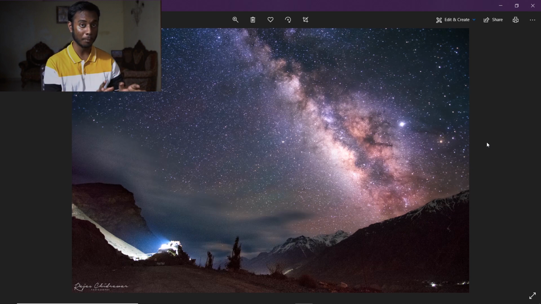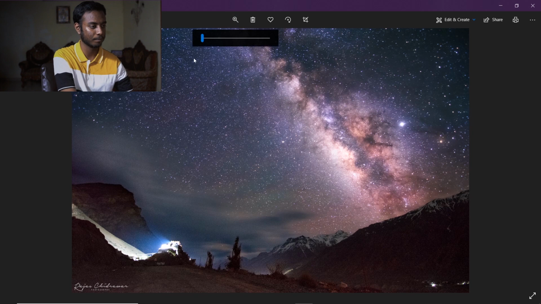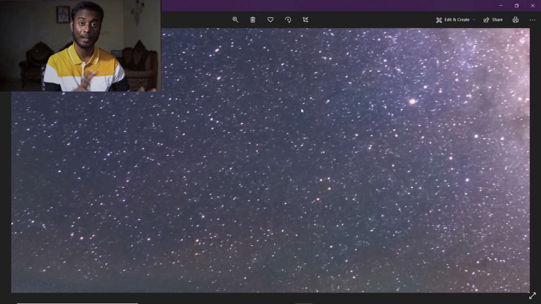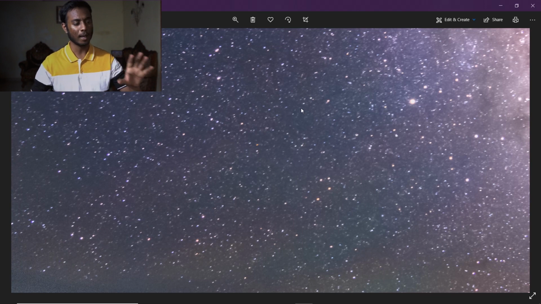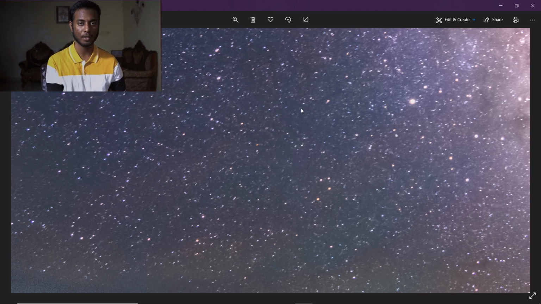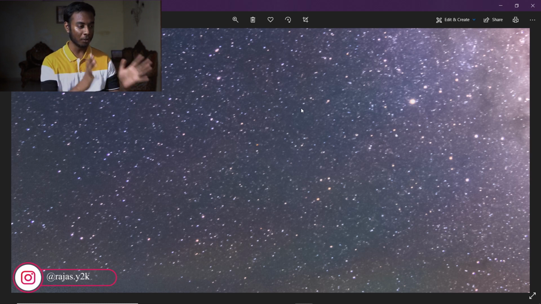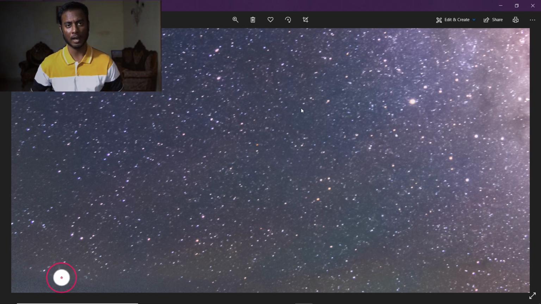But when I zoom into the image, there's trailing. So there's a bit of trailing happening in this image, and the reason is the same thing, the rotation of Earth. So even though I followed the 500 rule, there is a bit of trailing, which is why I would recommend following something less than the 500 rule. But the thing is, when you look at the image, you won't notice star trails.